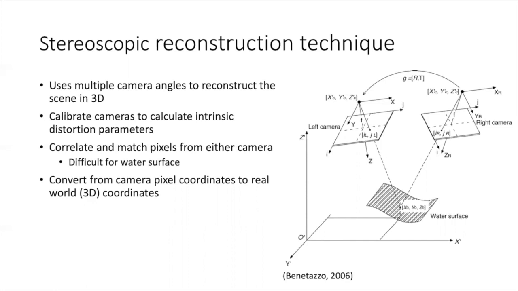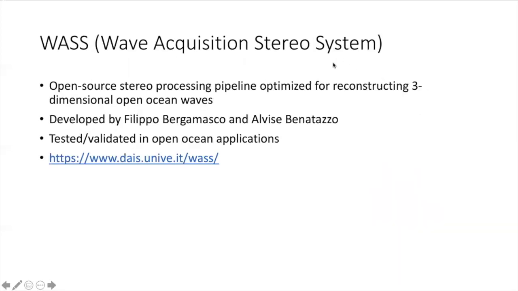But once you've done this, you can convert from camera pixel coordinates to real world three-dimensional coordinates. And the software we've been using to do this is called WASS, or Wave Acquisition Stereo System, which is an open source pipeline that anyone can download at that URL for reconstructing three-dimensional open ocean waves. This was developed by Filippo Bergamasco and Alvise Benetazzo and tested and validated in many open ocean applications.